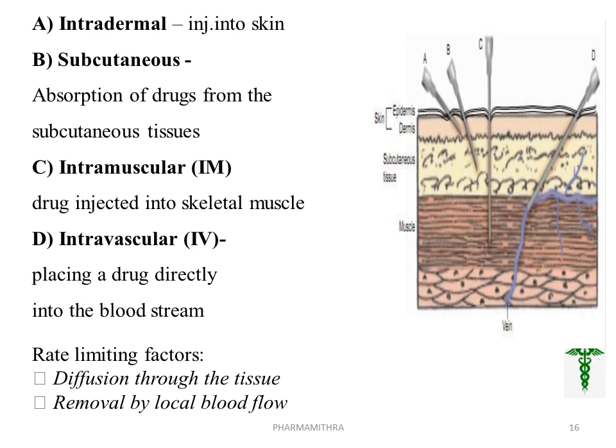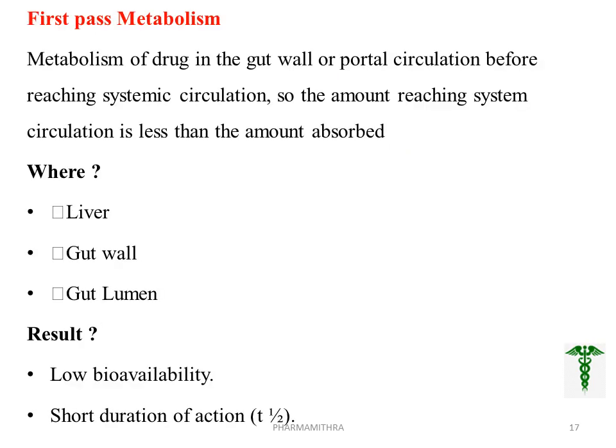Here the rate limiting factors are the diffusion through the tissue as well as the removal of drug by the local blood flow. First pass metabolism is the metabolism of drug in the gut wall or portal circulation before reaching the systemic circulation. So the amount reaching the system is less than the amount absorbed. That is, it is the metabolism either going on in the gut wall or in the portal circulation.